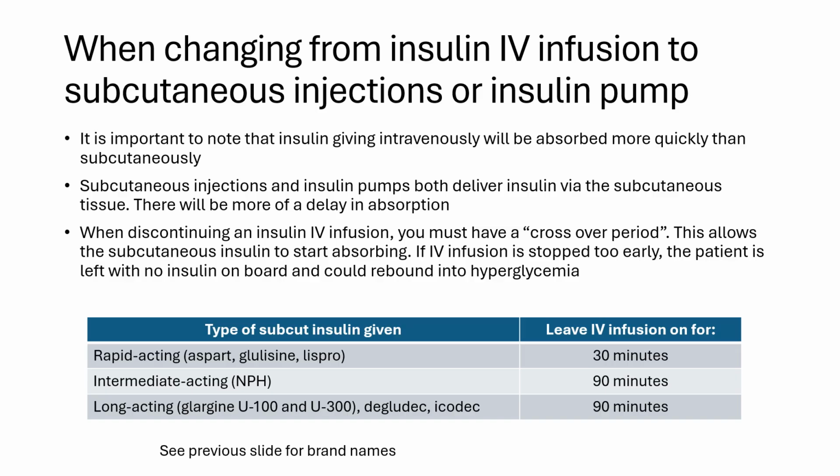And of note, if you gave Admelog subcutaneously, it peaks in 2 to 4 hours. It's about 30 minutes for it to start working. But if you gave Humulin R, it's not going to peak for 2 to 4 hours.